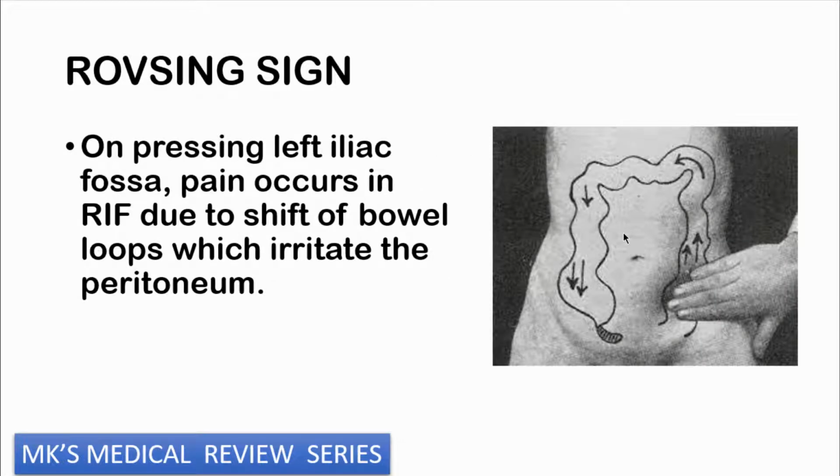The next sign is a Rovsing sign. So when you press into the left iliac fossa, there's going to be pain that's felt in the right iliac fossa. This is because of the shifting of the loops of bowel that are going to be irritating the peritoneum.